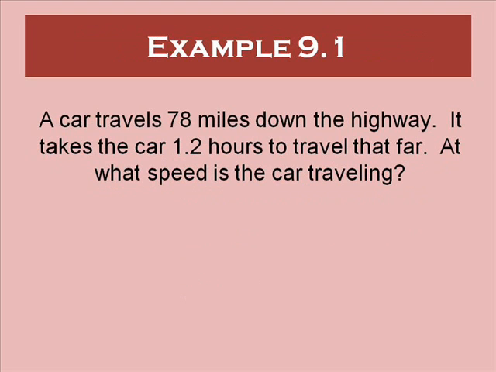In the book, he gave you example 9.1. A car travels 78 miles down the highway. It takes the car 1.2 hours to travel that far. At what speed is the car traveling? I want you to stop the video, pause the video, and figure this out on a piece of paper. Then when you're done, start the video again and we'll see if you got the right answer. Do not look in the textbook. Do this on your own because you need to know how to do this. Make sure that you're showing your work and that you're reporting the units in your final answer.